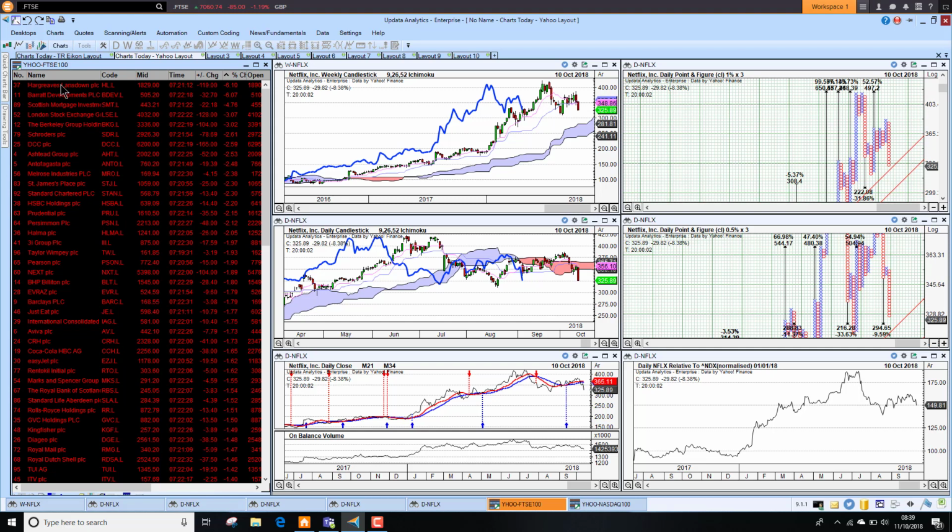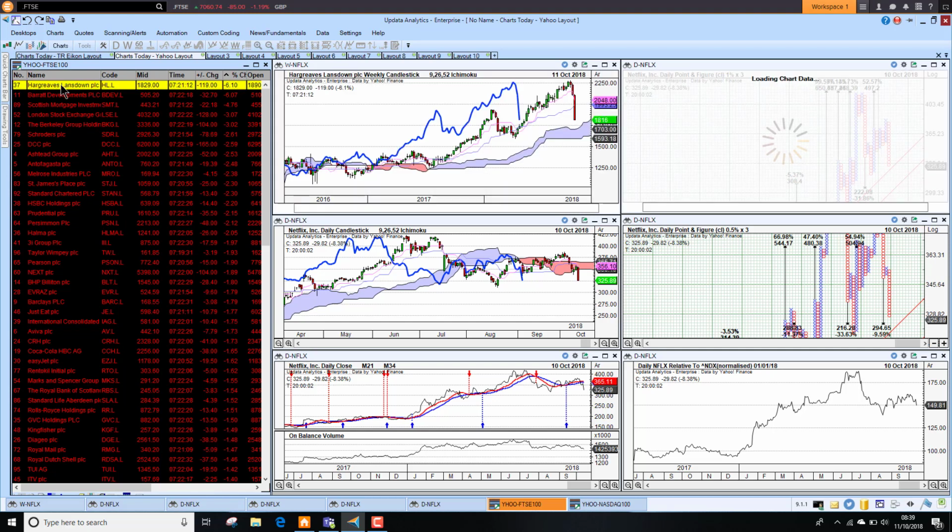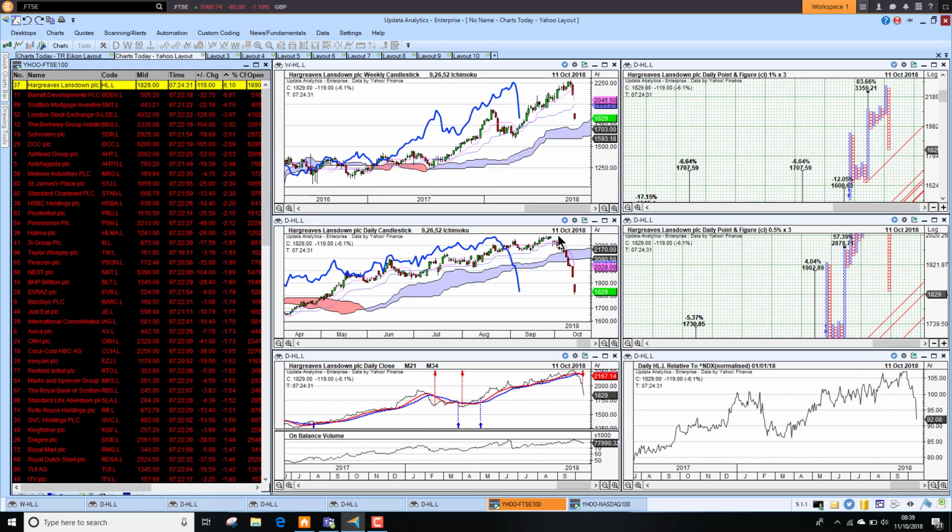The big fallers, Hargreaves Lansdown down 6% this morning, has fallen quite significantly, taking into bearish territory over the last few weeks. Financial stocks we're seeing here, things like London Stock Exchange, Schroders. We're seeing a lot of the financials, banks all being hit.